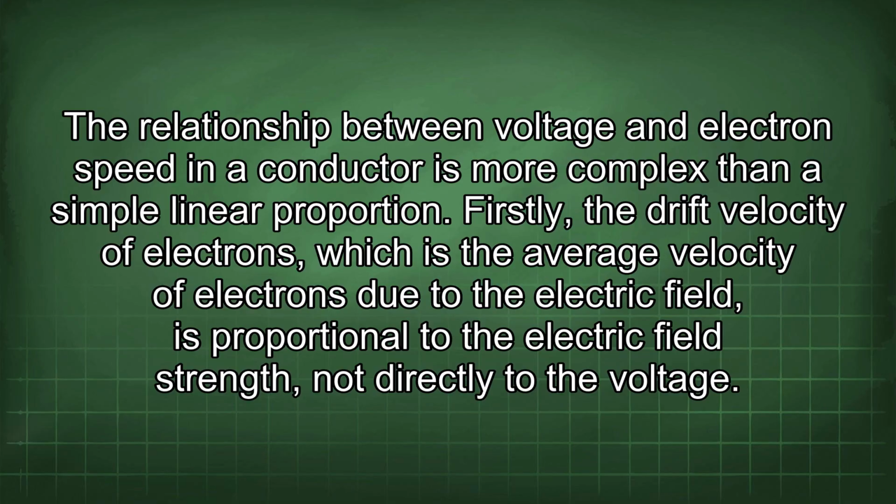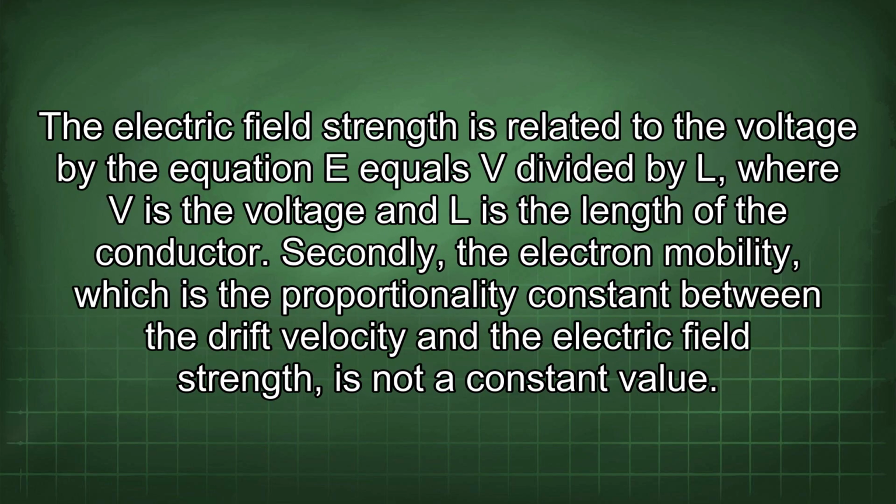Firstly, the drift velocity of electrons, which is the average velocity of electrons due to the electric field, is proportional to the electric field strength, not directly to the voltage. The electric field strength is related to the voltage by the equation E equals V divided by L, where V is the voltage and L is the length of the conductor.